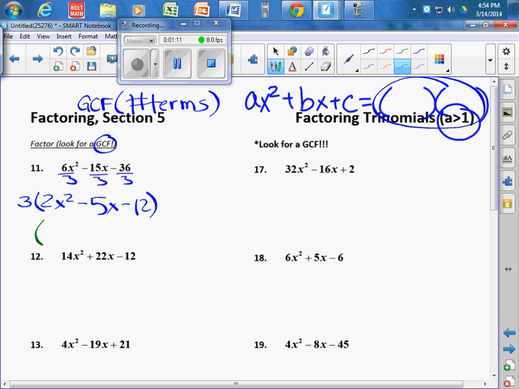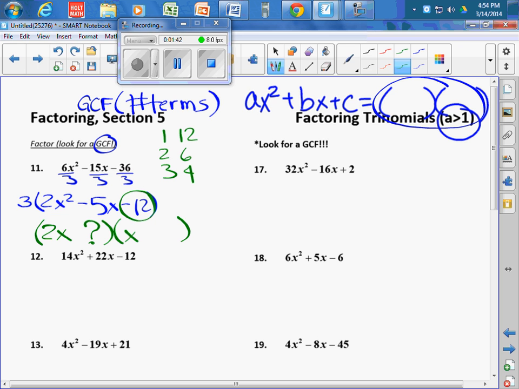The only way I can break up the 2x squared is by using 2x times x. I need to come up with negative 12 at the end, which means one of the signs needs to be plus and one of them needs to be minus. Now, think of your factors of negative 12. The only ways you can come up with a 12 is by using 1 and 12, 2 and 6, 3 and 4. And what numbers can't go here?